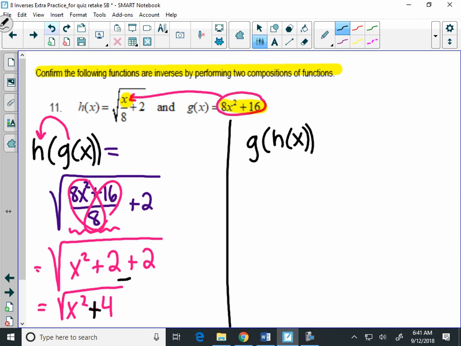So, that being said, this is your final answer. You do not get any more simplified than the square root of x squared plus 4. That is the result of the first composition.